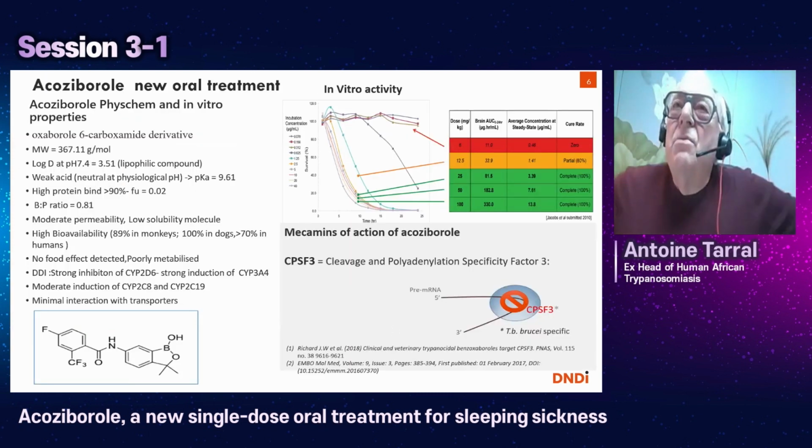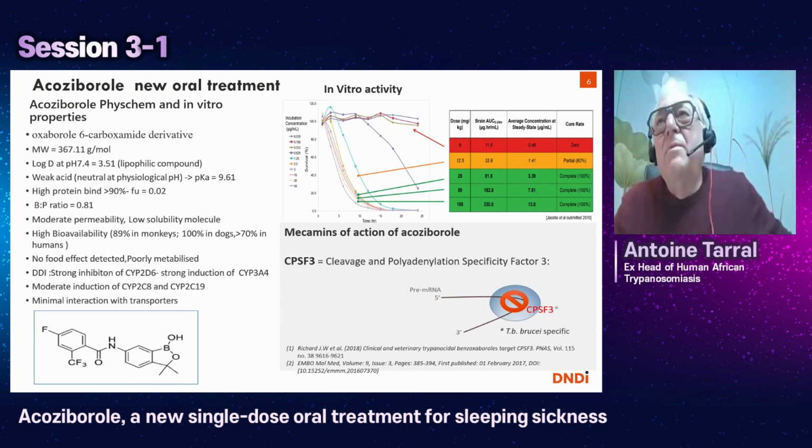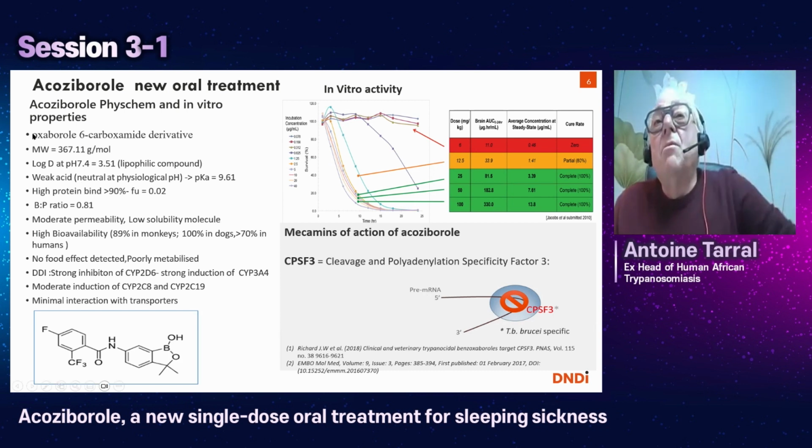Now let's go to acoziborole. This is the new drug developed by DNDi. So I will bring you rapidly into the information on this compound. It's a small compound. It is an oxaborole 6-carboxamide derivative. It's a new family of compounds.